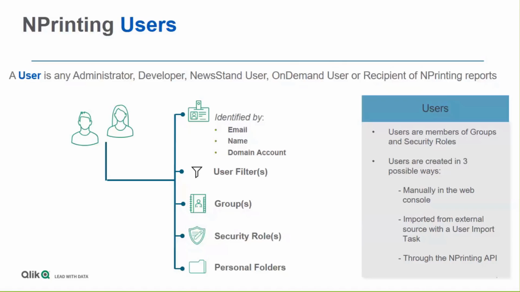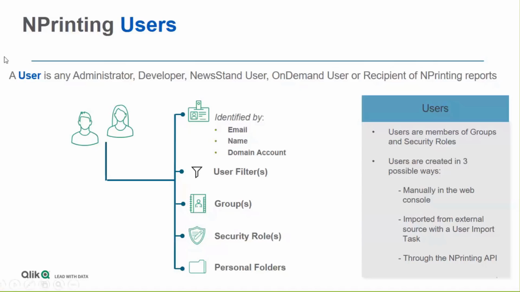So users in NPrinting are identified by their email as well as a unique name. Those have to be unique per NPrinting user. And we can also assign a domain account, which is useful in synchronizing security systems with SAML JWT, but also for synchronizing with Qlik section access security.